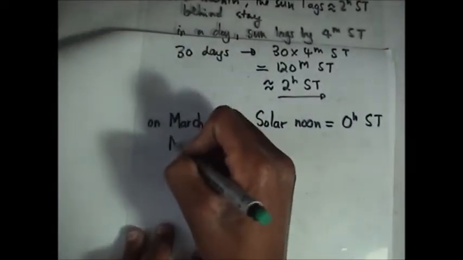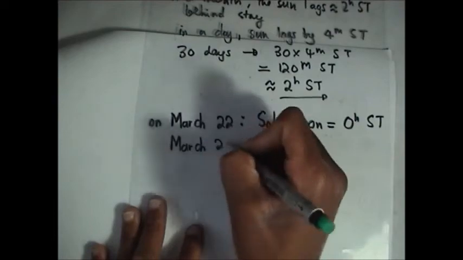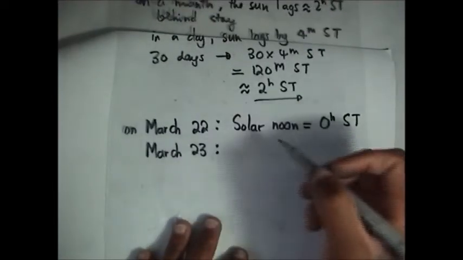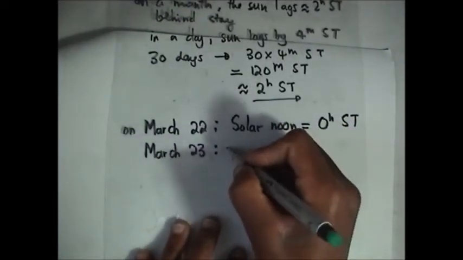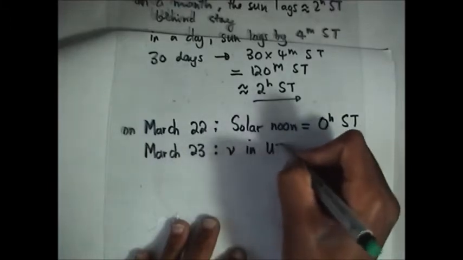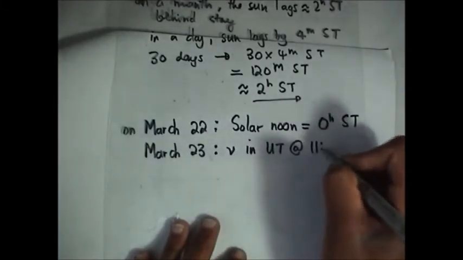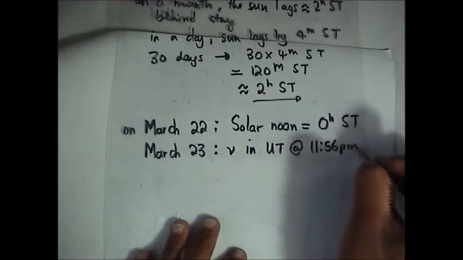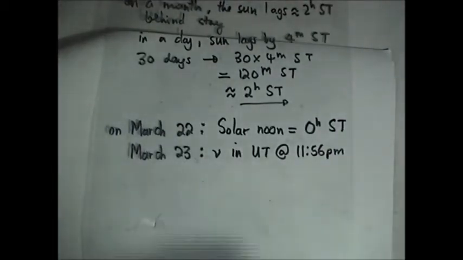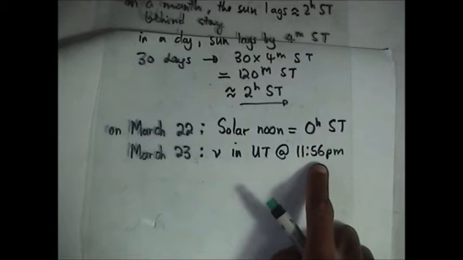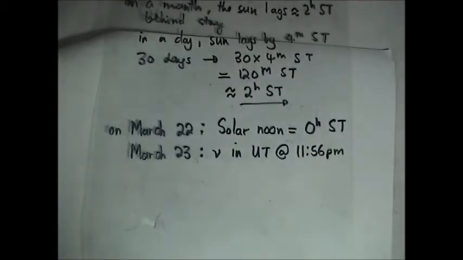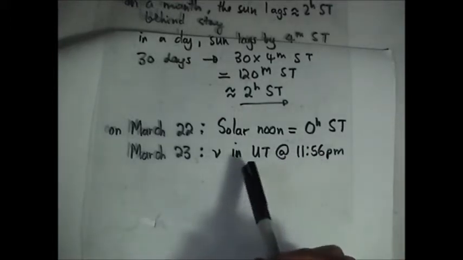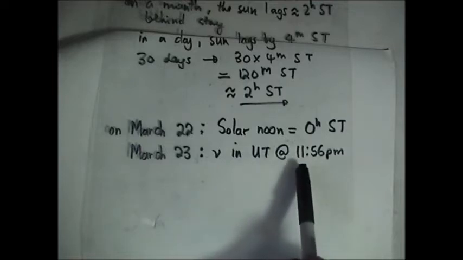Therefore, now March 23, the day after that, V crosses. So V is in upper transit at 11:56 p.m. because it's faster than the sun. So this one will be in upper transit at 11:56 p.m. This basically means the sun has lagged by 4 minutes.